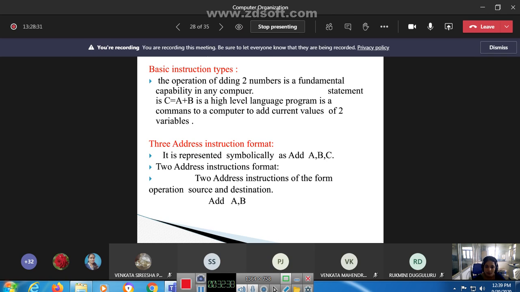If we talk about the two address instruction format, in this we have two address instructions of the form operation, source and destination. So we use the add instruction for A and B. Until now we talked about the three address instruction. Now we are talking about the two address instruction format. We took three addresses, that is A, B, C, with Add; C is the destination where we add the A and B values and store the value. That is why we called it the three address instruction format. Now what we discuss is the two address instruction format.